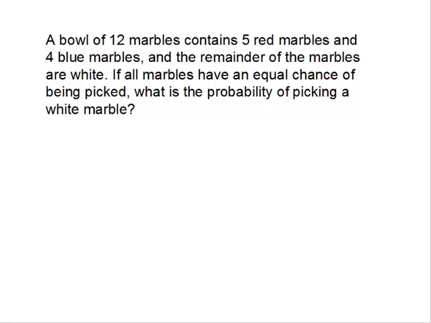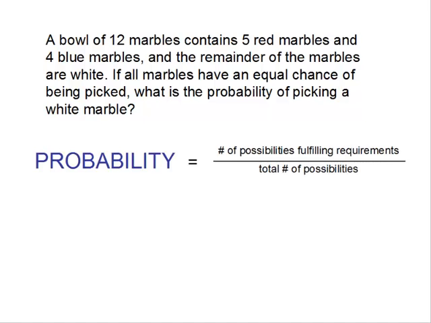All right, so total possibilities: there are 12 marbles in the bowl. And they do clarify that all the marbles have an equal chance of being picked. You could pick a red marble, a blue marble, or a white marble. They're all included in those 12. Most of the action here is in figuring out how many white marbles there are. If there are 12 total, 5 are red, 4 are blue, well, it's the remaining ones that are white. So we're already halfway there.